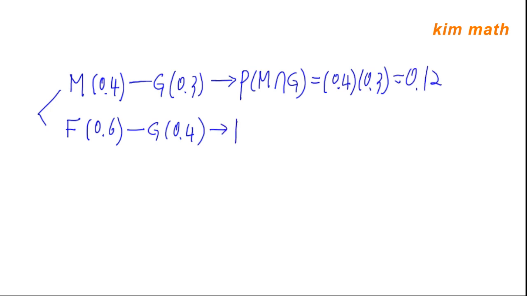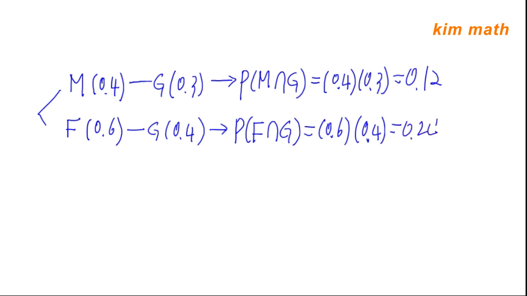Now, same reason, the probability of F and G will be 0.6 times 0.4, which is 0.24. So far so good. Now, what is the probability of female given glasses? Okay. Which means if I select a student, he is wearing glasses. Now, what is the probability the student is female?